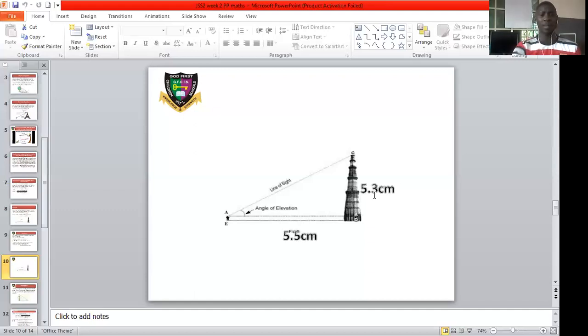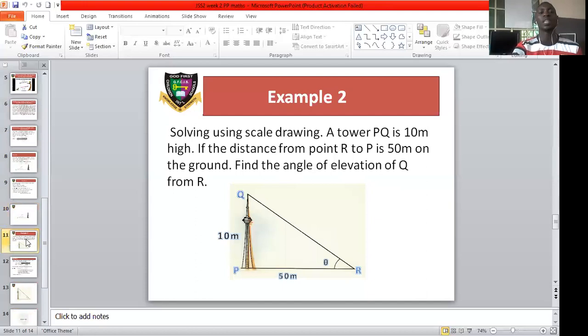I would like to take one more example with you. Let us take another example, and that will be this. Example two, solving using scale drawing. On our learning objective, we said we are going to be using scale drawing to calculate distance, height, and angles of elevation or depression.